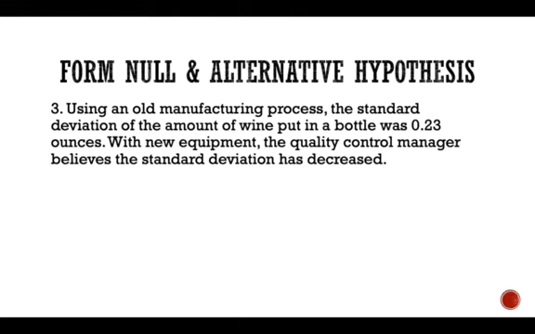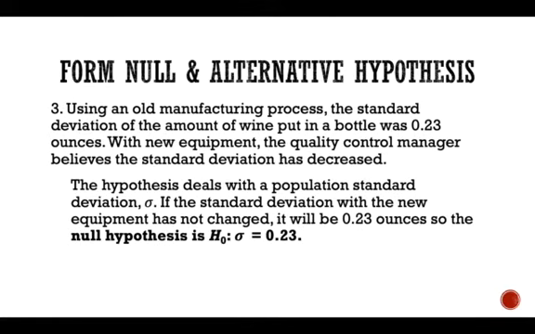Okay, so the population standard deviation, let's see if we can remember our variables. It is our variable sigma. So what are we saying here? For the null hypothesis, a statement of equality would be that sigma is equal to 0.23 ounces.